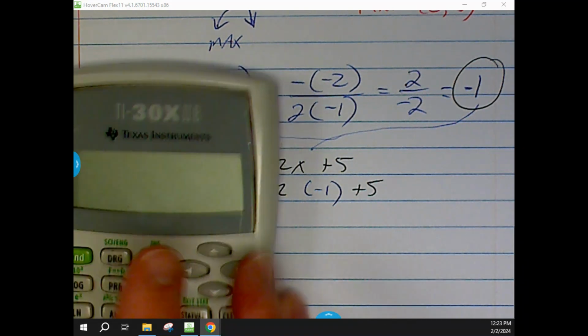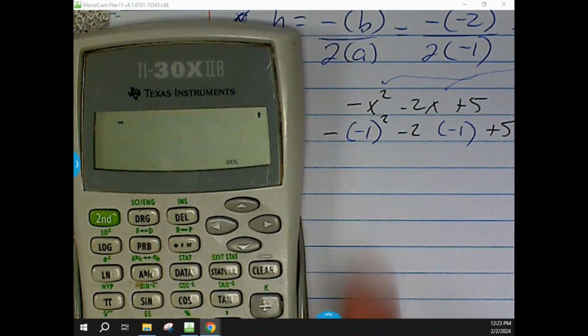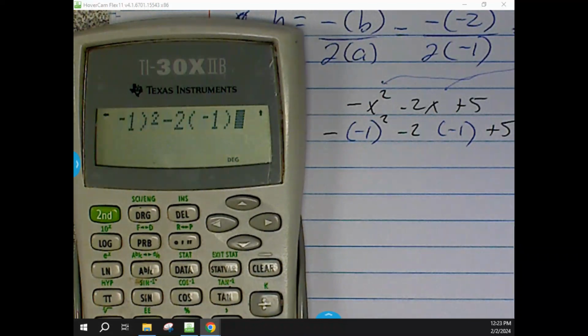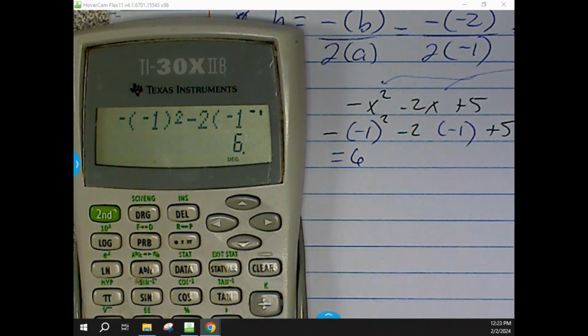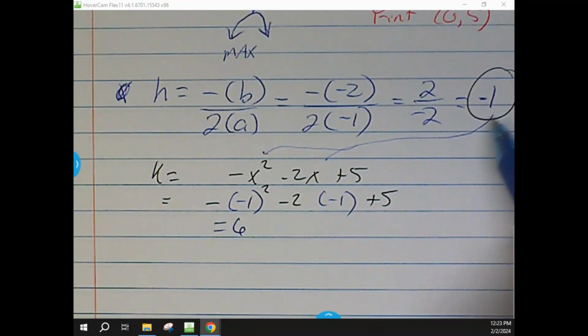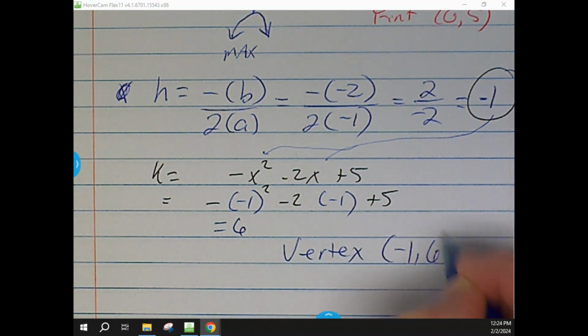Okay, so from there, use our calculator. And I'm going to slide this over so we can see our calculator here. And then, again, plug it in just like it is. That's a minus sign, sorry. That's minus negative 1 squared minus 2 times negative 1 in parentheses, and then plus 5. There you go. So we got 6. Okay, so the h value is negative 1. K value is 6, so that's our vertex. That's what we're looking for. It's at negative 1, 6.